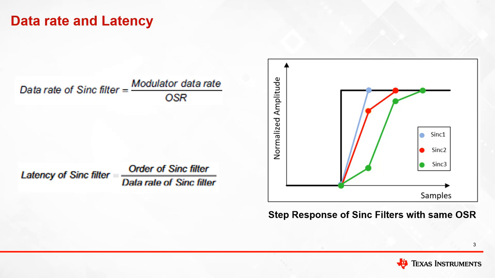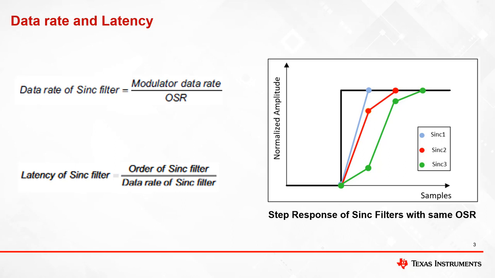Latency of sinc filters is defined as the amount of time taken by a sinc filter to deliver the correct filtered output, which represents the input signal. Here, the order of the sinc filter does affect latency. To understand this better, let's look at a step response of different sinc filters configured with the same OSR.